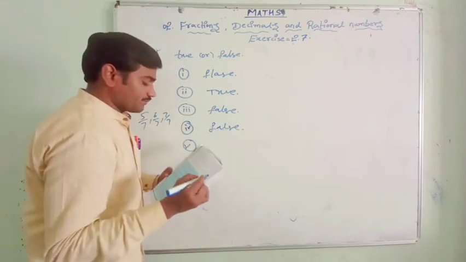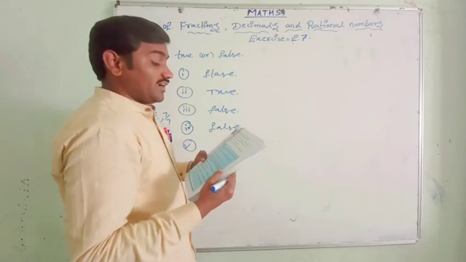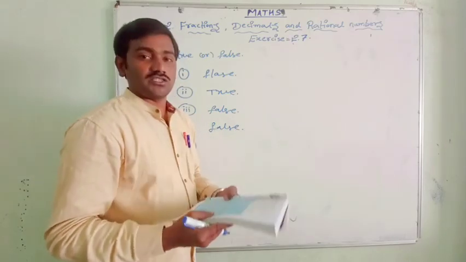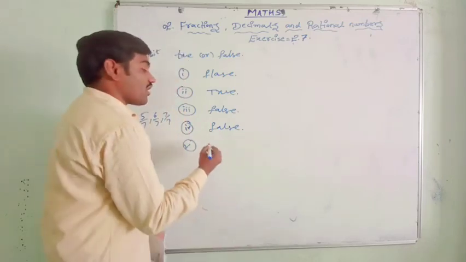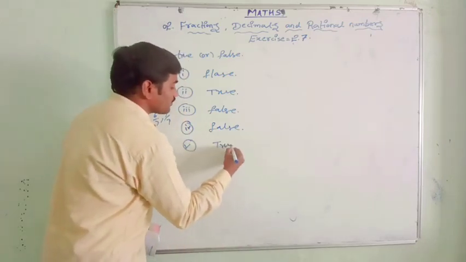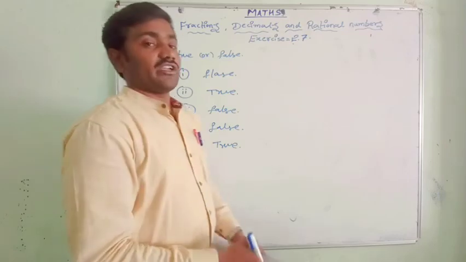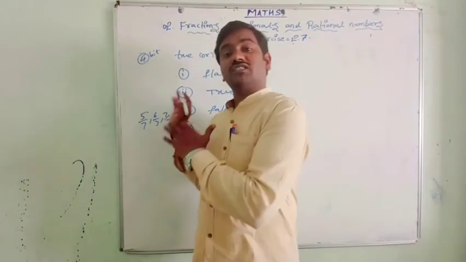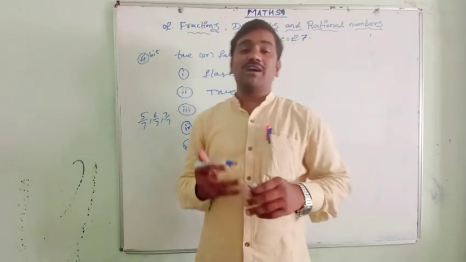The fifth one, equivalent rational numbers of positive rational numbers are all positive. Yes, equivalent rational numbers of all positive values are positive. So equivalent rational numbers of all negative values are negative. That we have done in the first bit in this exercise 2.7.